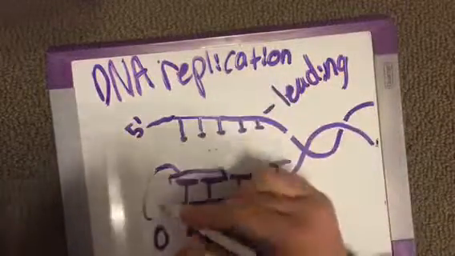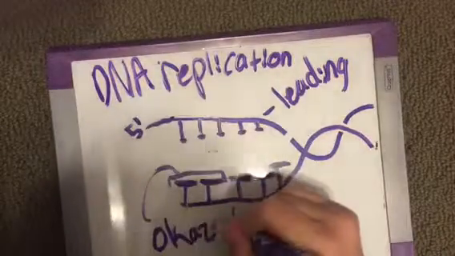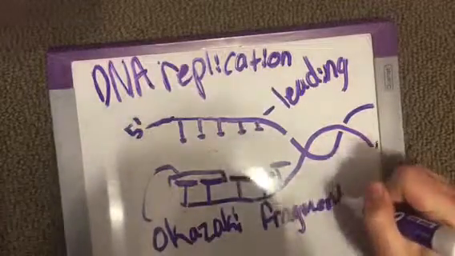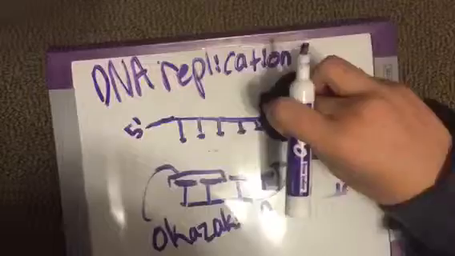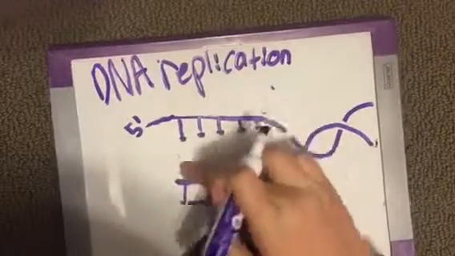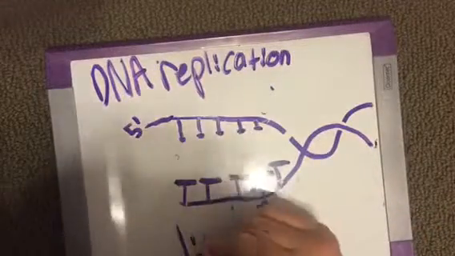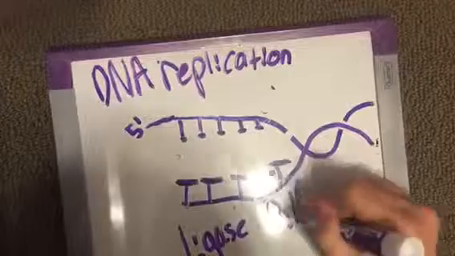Sometimes on the lagging string, the DNA polymerase doesn't fill in all of the gaps, so you have Okazaki fragments. This is when the enzyme ligase comes and has to be the glue that fills in the gaps so that the old strand can connect with the new strand.